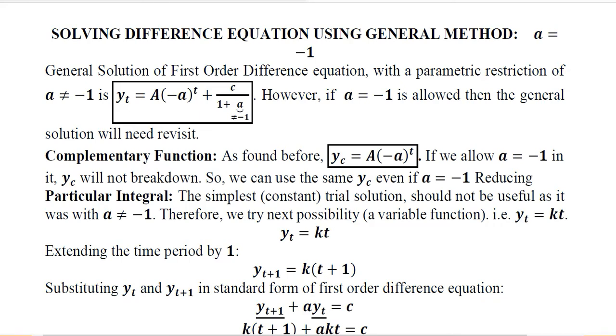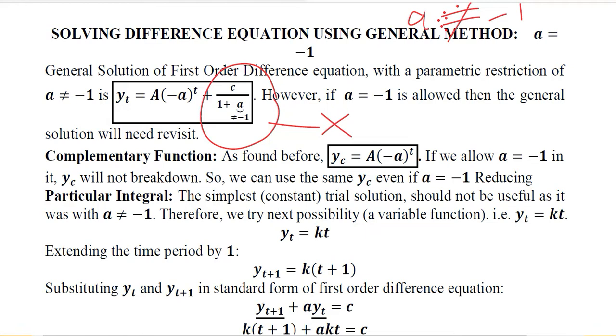We have solved the first order difference equation by using the formula method, and in that a was not allowed to be equal to -1, but here we will allow a to be equal to -1, because if we do so, this formula will not work. This is the formula that we developed in the last video, so we have to come up with another formula in this case.